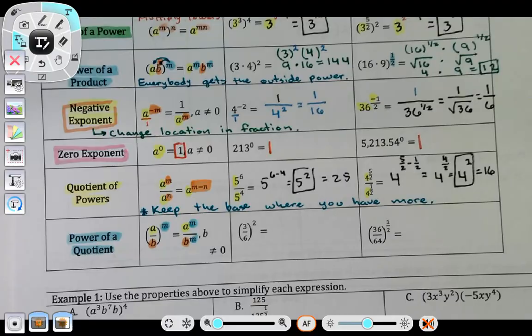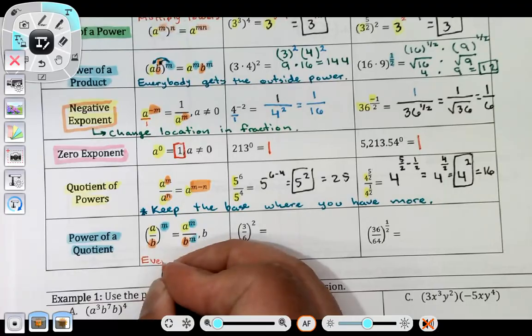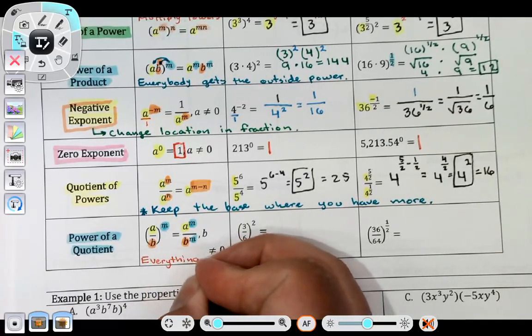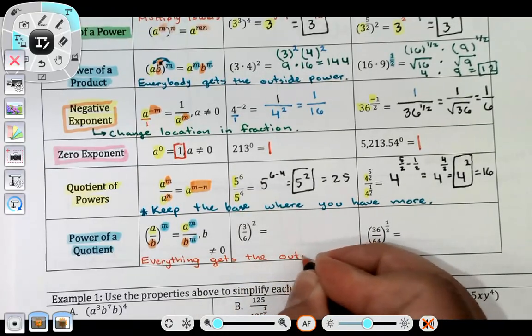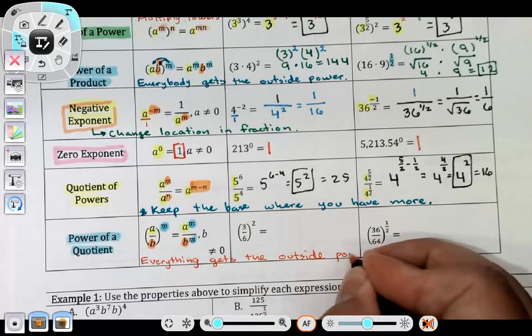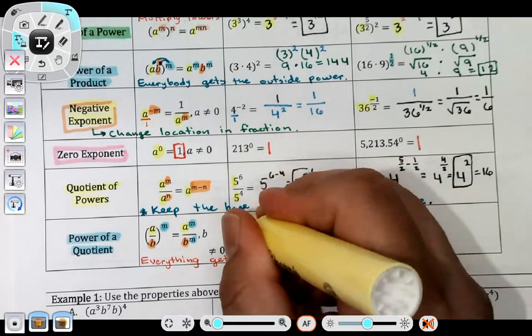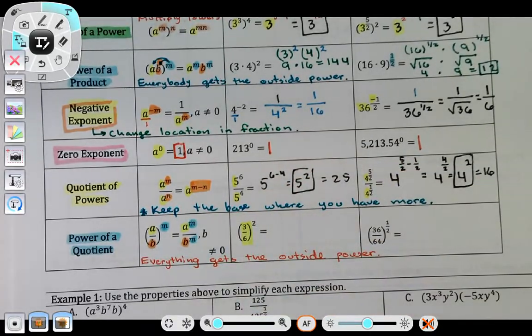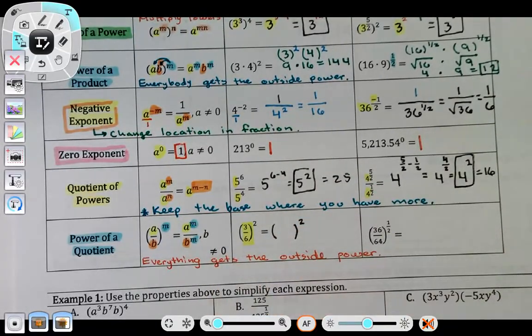So just like last time, okay? Everyone or everything gets the outside power. Remember, PEMDAS still applies. The please excuse my dear Aunt Sally concept still applies here. And so when I see a problem like this, yeah, there's a 3 and a 6, but you should already look at that and go, oh, I can reduce it. So I'm not going to worry about the 2 yet. You should be reducing the 3 and the 6.